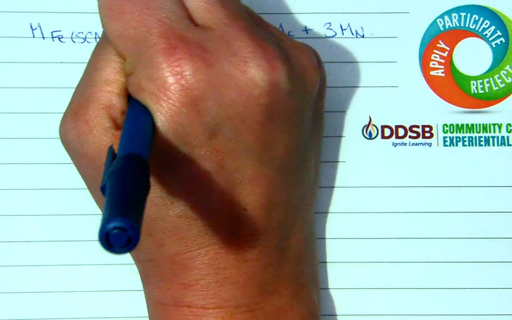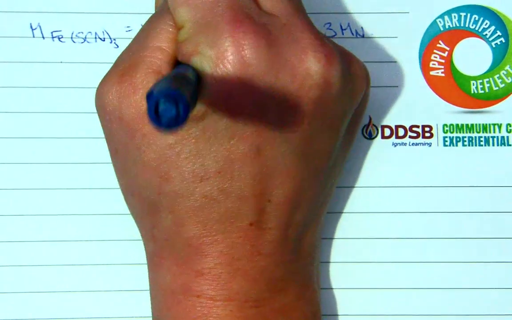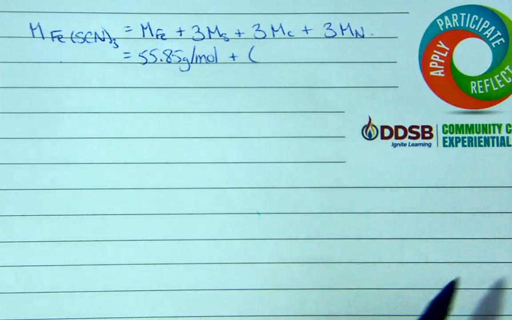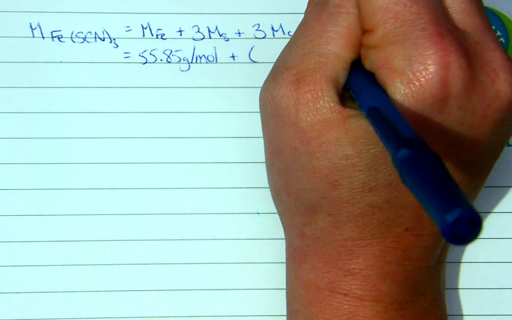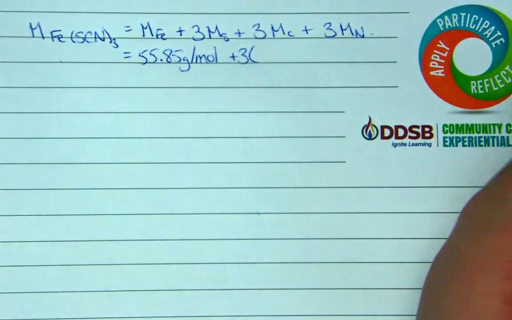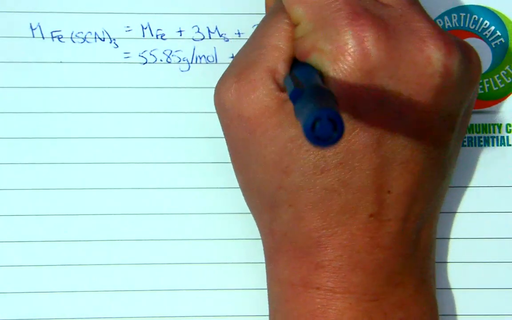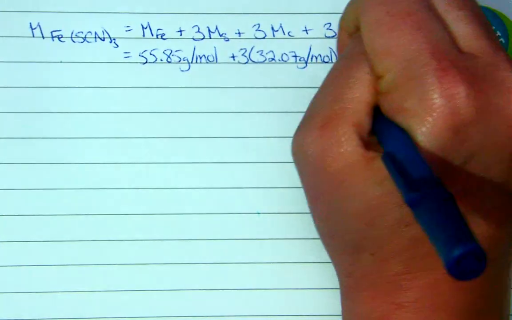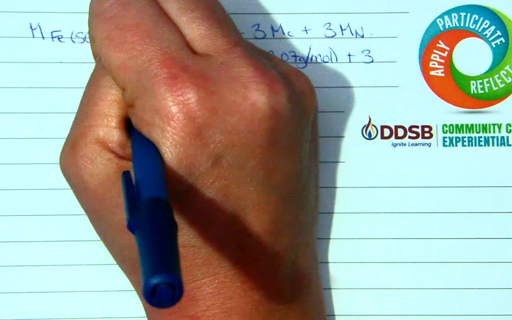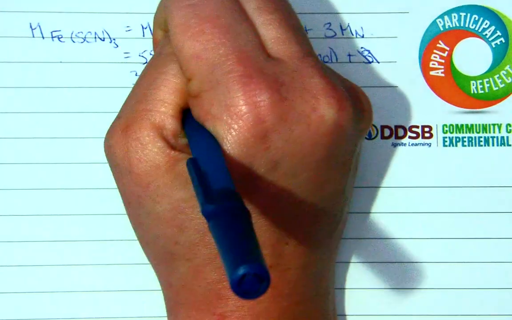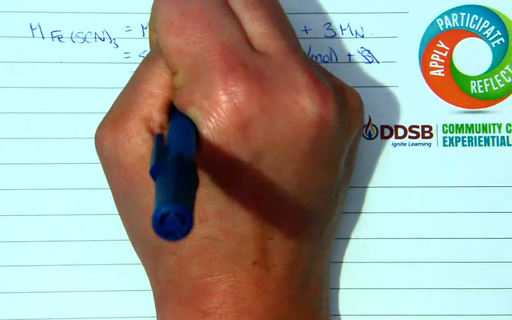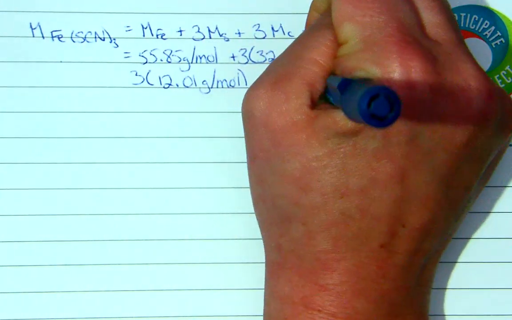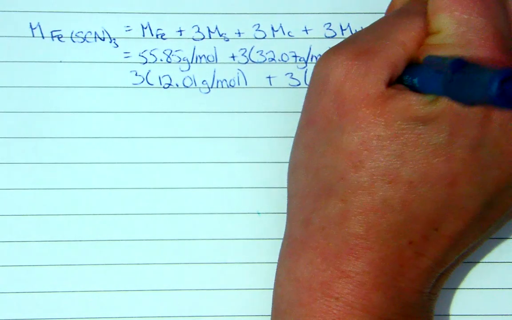So that gives me 55.85 grams per mole, plus 3 times 32.07 grams per mole, plus 3 times 12.01 grams per mole, plus 3 times 14.01 grams per mole.